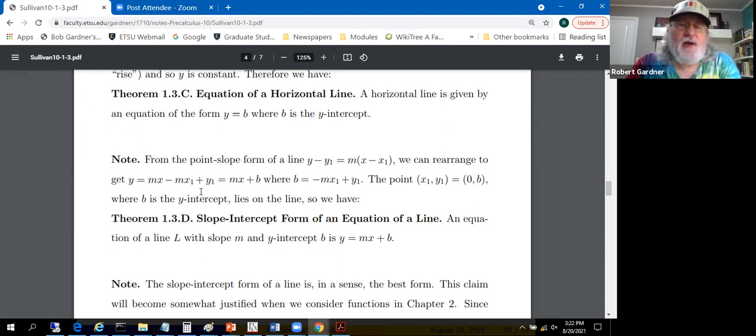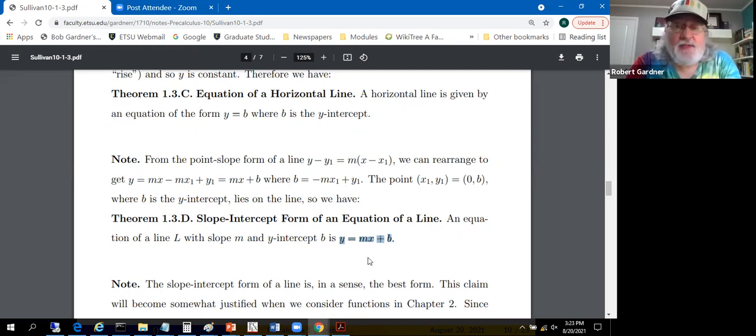And this can be modified somewhat. Let's keep the mx term. There's the mx term. And let's call this term here b. Let's call it b. Then this simplifies down to y on the left equals mx plus b on the right, where b is this stuff here, negative mx1 plus y1. So what we've done is we've written a line in the form y equals mx plus b.